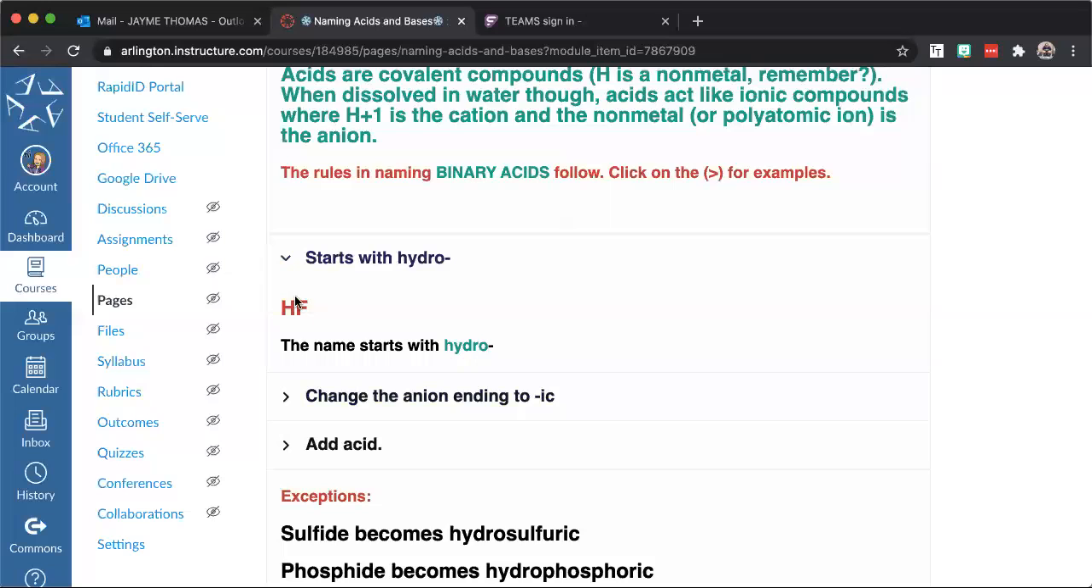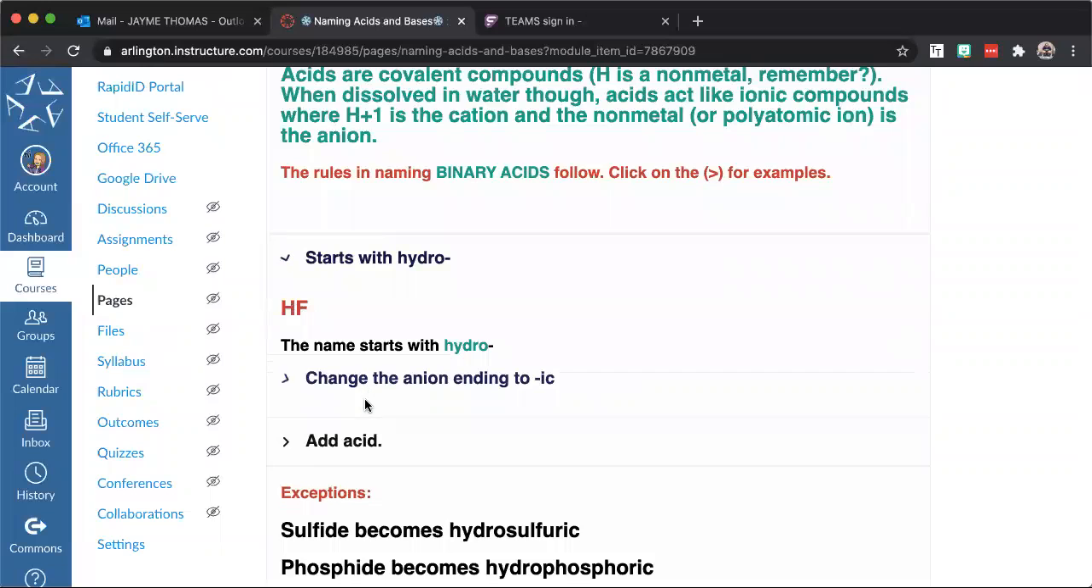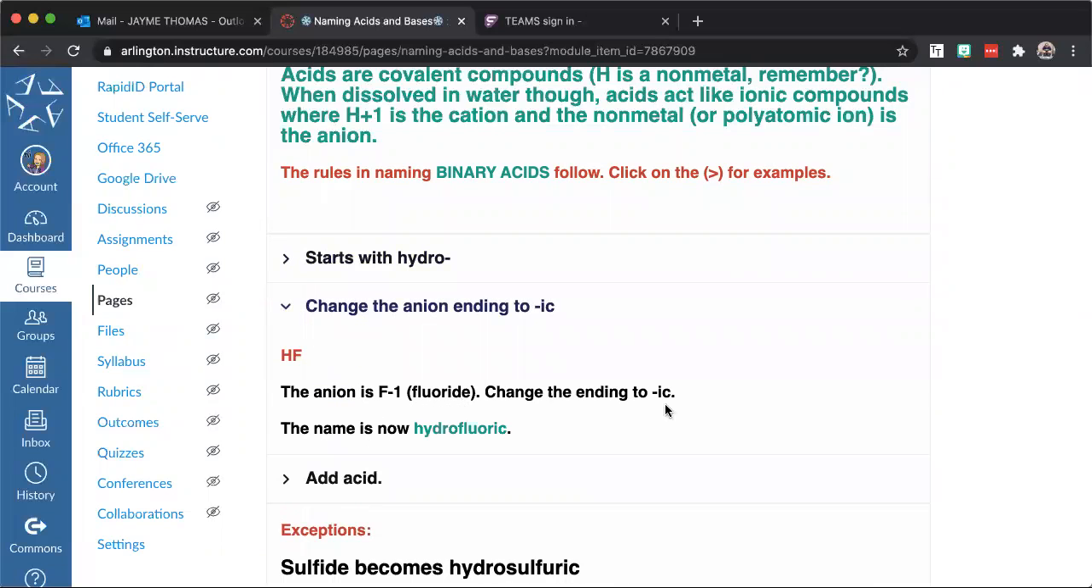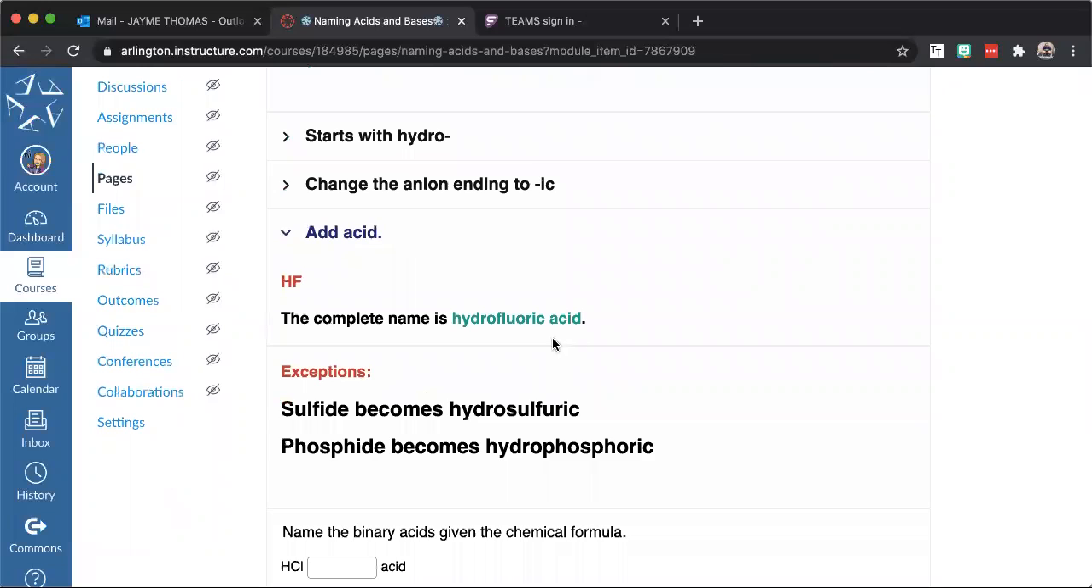After I write hydro, then I look at my nonmetal. I look at my negatively charged ion, which is F. That's fluoride, because that's the element fluorine, but it's in the compound, so it's fluoride. And then I need to change the ending of that fluoride to IC. So instead of fluoride, it's fluoric. And I put that behind hydro. So now I have hydrofluoric. That's the first part. And then because it's an acid, I always have to add the word acid. So the complete name for HF would be hydrofluoric acid.